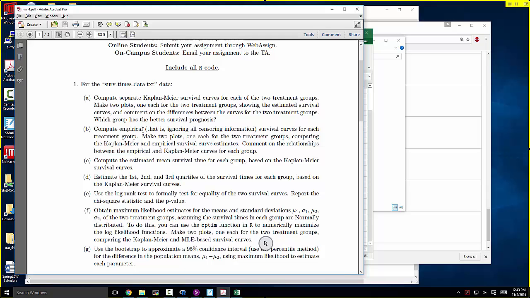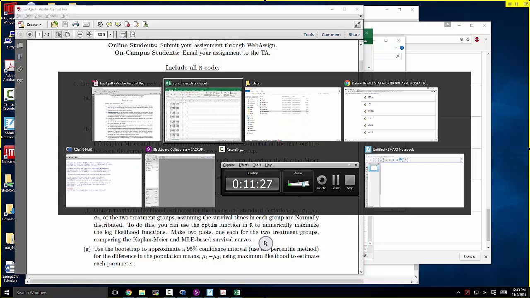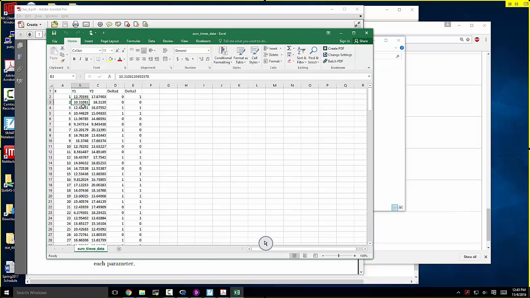Then in part B, I ask you to compute what I call the empirical survival curves, and all I mean by that is ignoring the censoring information. So essentially treating every single one of these times as an actual death. That means that at every single one of these unique times, there will be a drop in the survival function. Whereas Kaplan-Meier keeps things at the same place for censored individuals.